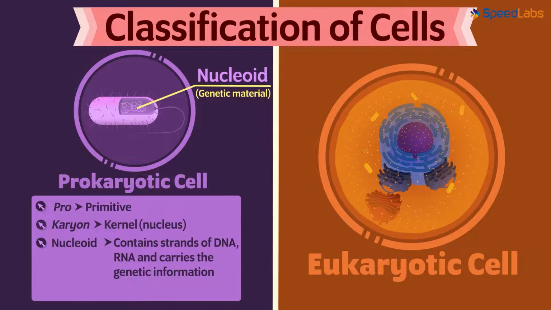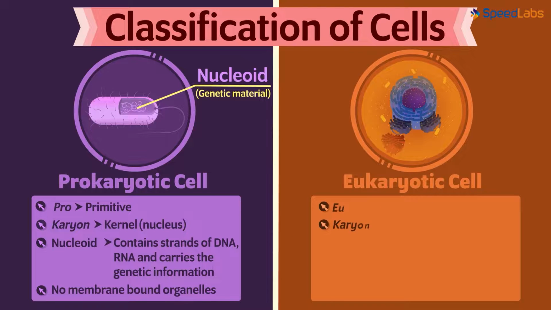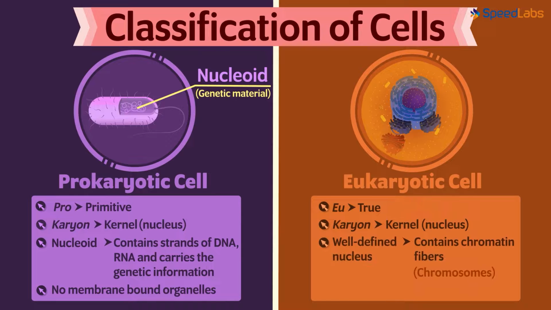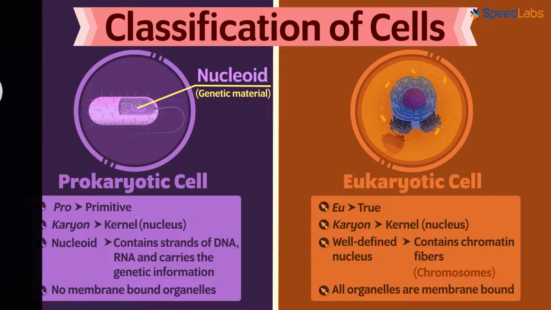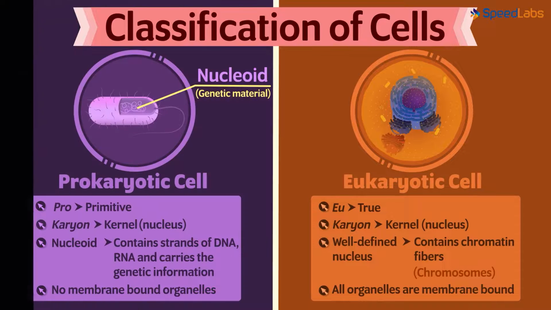The next obvious difference is that the organelles are also not membrane-bound. That means the prokaryotic cells do not have well-defined membranes for the different organelles. On the other hand, the eukaryotic cell, which means cell with a true nucleus, has well-defined membranes for the nucleus as well as the other organelles. There are several other features, but we'll not get into their details for now.